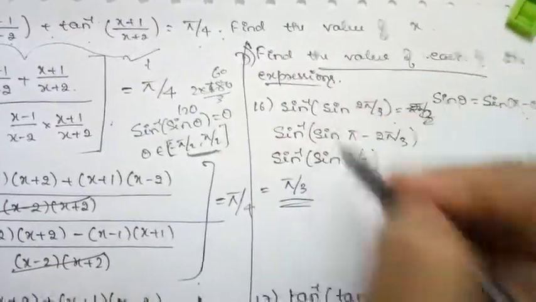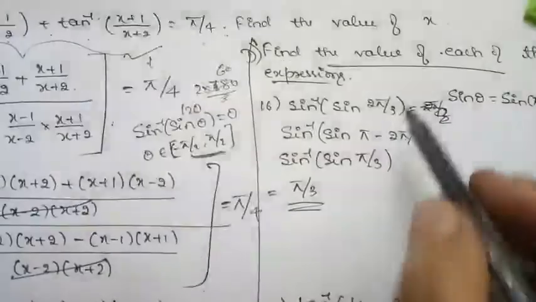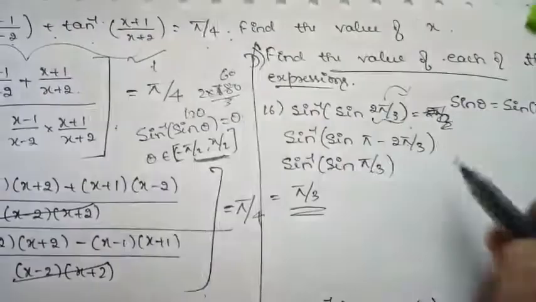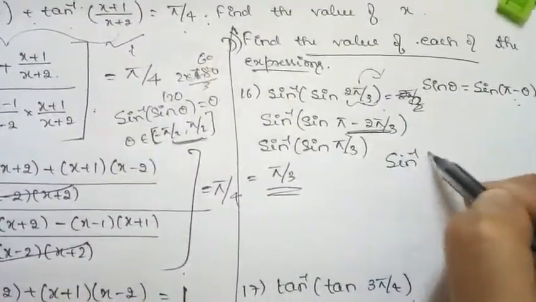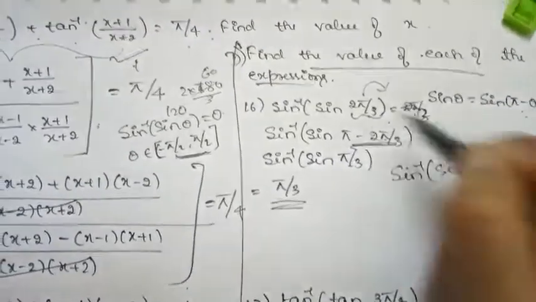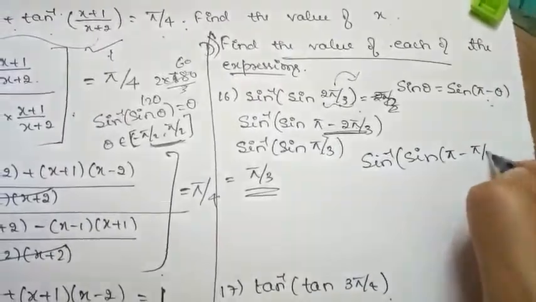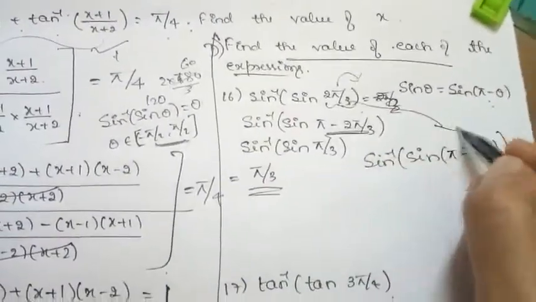So this is the value of this given expression. You can not only write in this format. Suppose you split this 2 pi by 3 itself. You can also try sine inverse of sine 2 pi by 3, which I can also write as pi minus pi by 3, right? So 2 pi by 3 can be split in this form also.